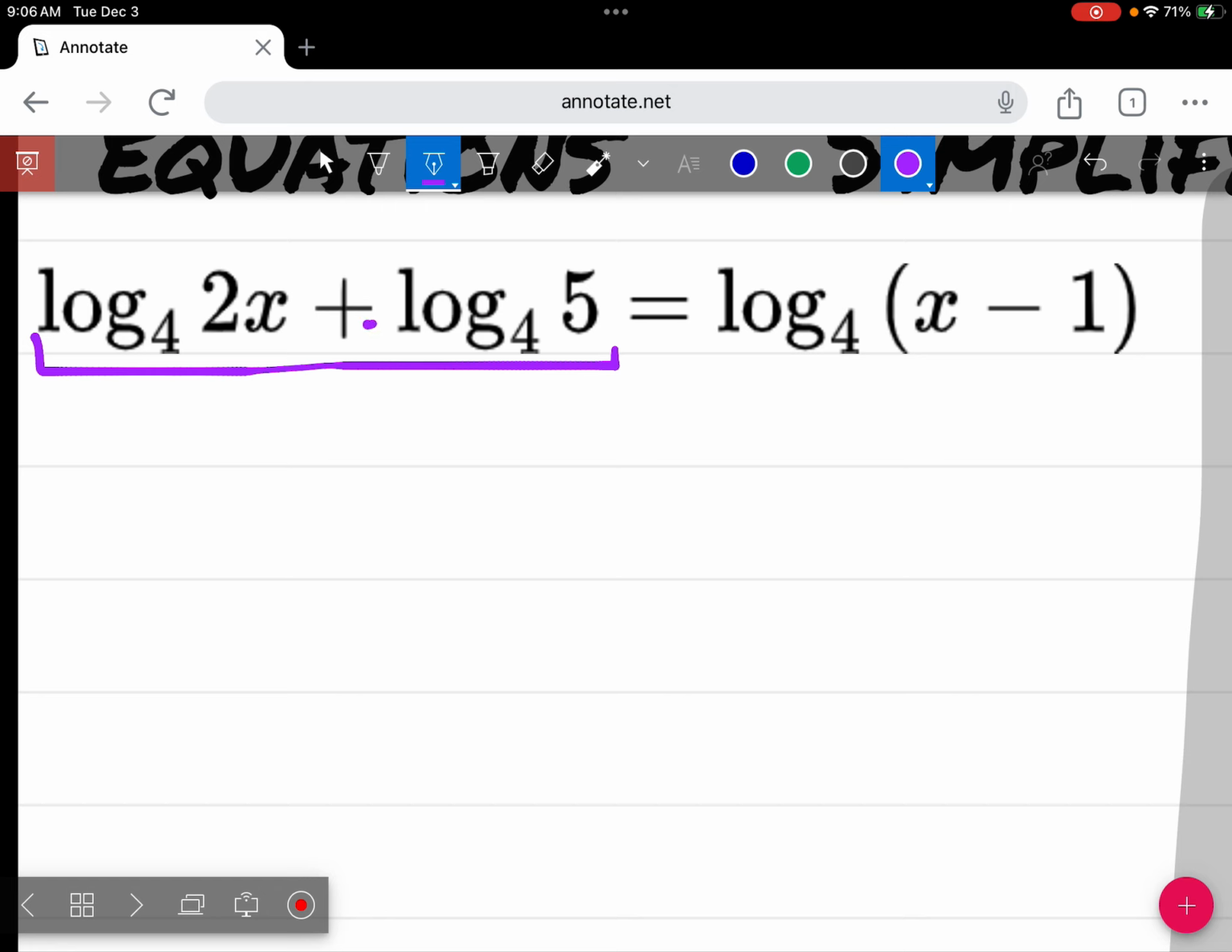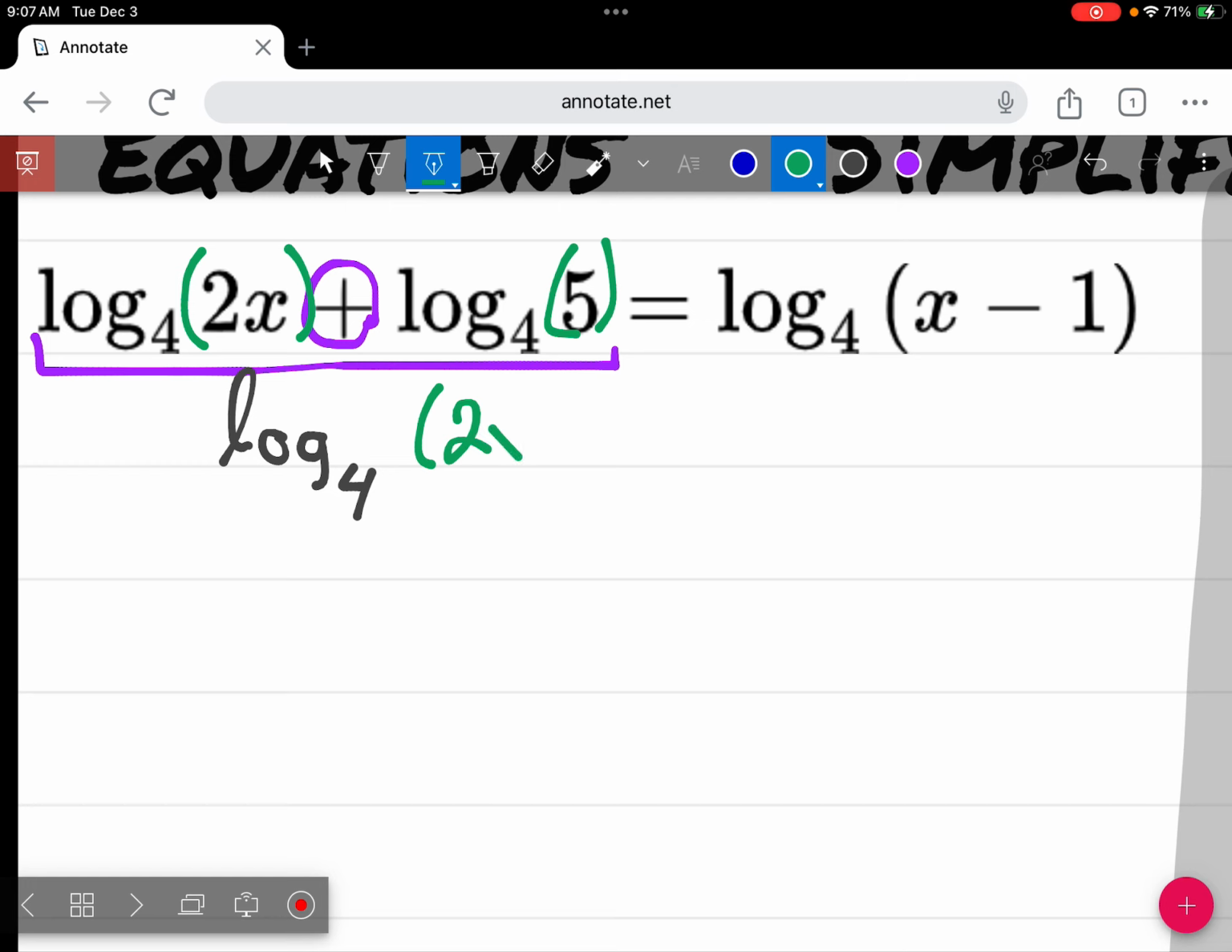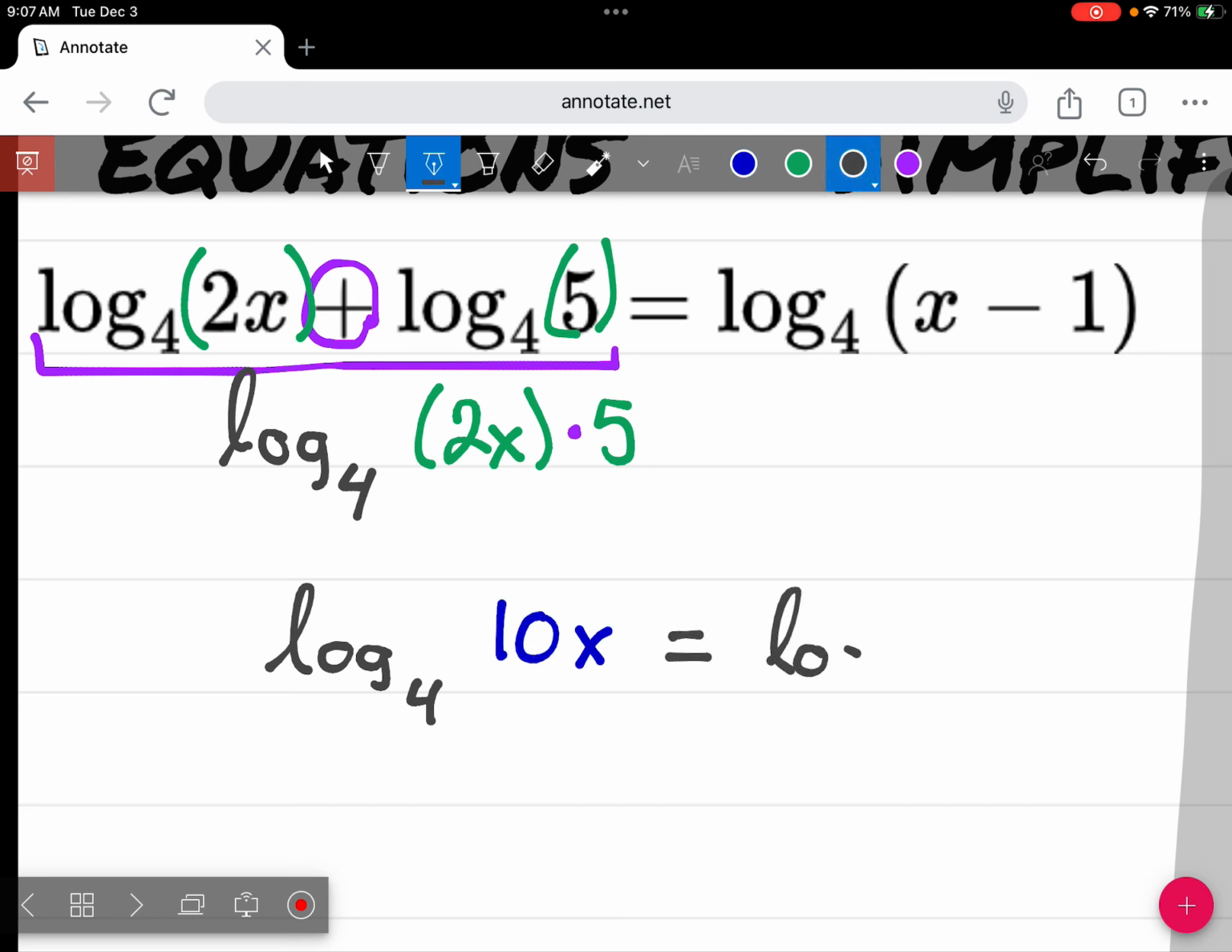Yeah. Between our logarithms, if we have addition between them, I can multiply my arguments. This is our condensing laws. So this becomes, I'm going to do it in 2 lines here just so we see it, log base 4 of 2x times 5, which is the same thing as log base 4 of 10x equals our log base 4 of x minus 1.